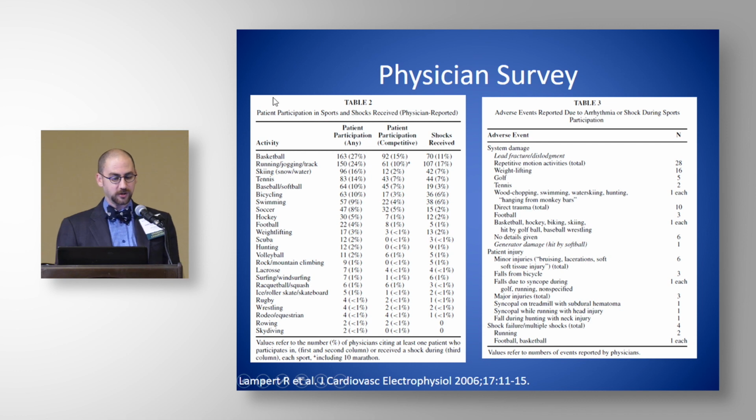Again, sort of a difficult chart to see here, but the big message is the big sports where people were participating were basketball, running, jogging, track, or skiing, and then a few others here. And there really were not a huge number of complications associated with this. There were some lead fractures and such, but really not a huge amount of patient injuries associated with this.